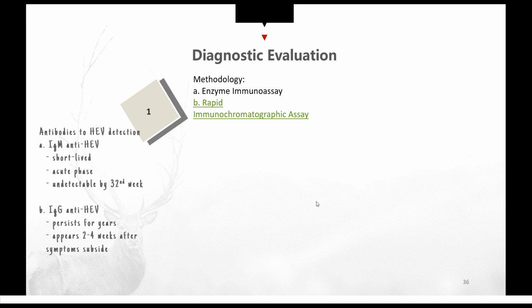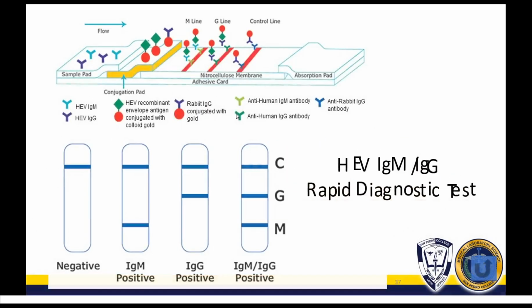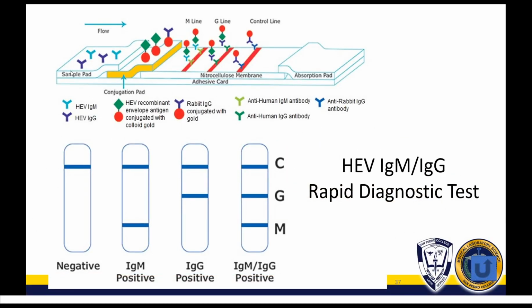What is this rapid immunochromatographic assay? You are familiar with this because an example is the pregnancy test kit. Okay? So, in the rapid diagnostic test, you have a cassette kit for that, and this is the component of the cassette. In the pregnancy test kit, you see a C line and a T line. The C is the control line, the T is the test line.